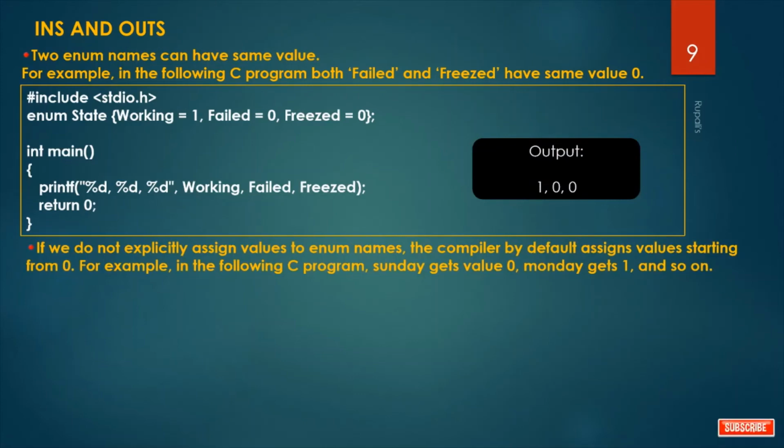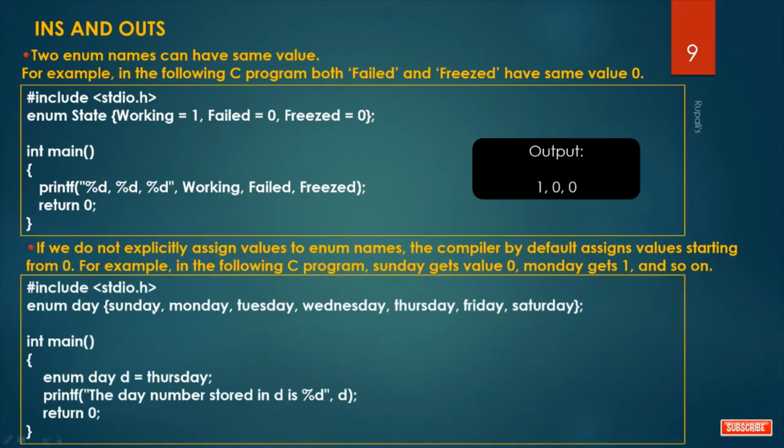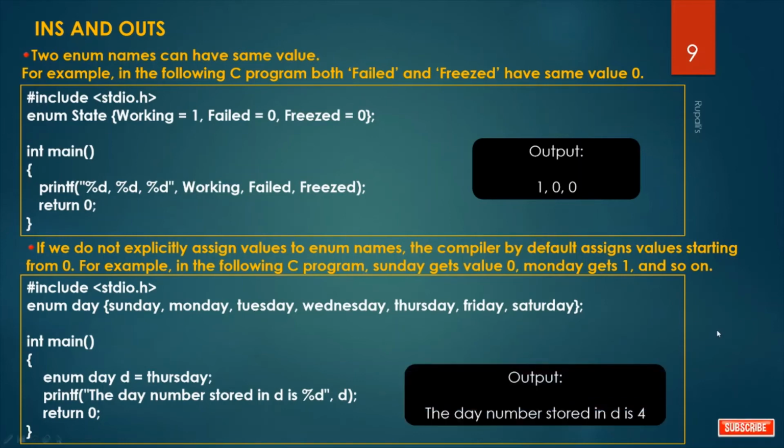Number 2. If we do not explicitly assign values to enum names, the compiler by default assigns values starting from 0. We already learned this thing. For example, in this program, see here, Sunday gets the value 0, Monday 1 and so on. So if I want to print the value of Thursday, it is 0, 1, 2, 3, 4. So the value of Thursday is 4.